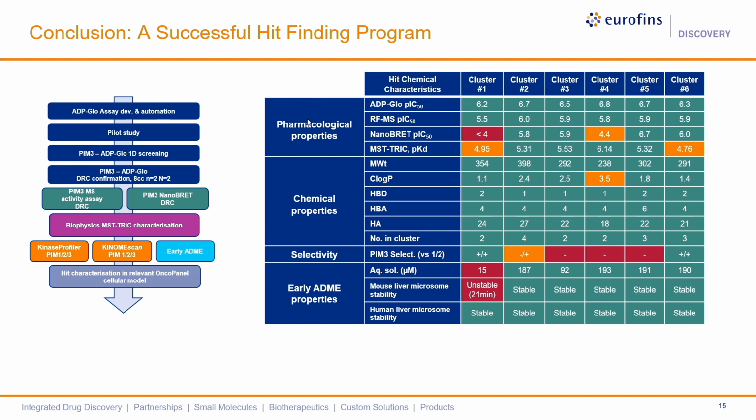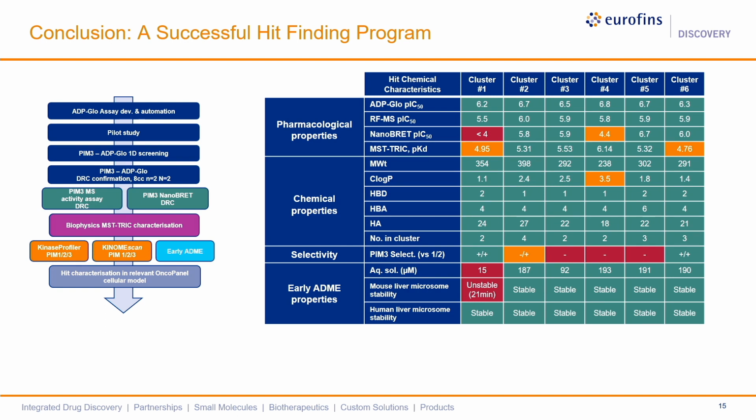On the top part, you have the pharmacological properties: ADP-Glo activity, RapidFire mass spec, NanoBRET, and the MST-TRIC. As you can see, except for one series that is not active in a cellular context, all of the clusters have very acceptable pharmacological properties. For cluster 1, it's up to our medicinal chemist to make the compound pass the membrane and reach the target. We won't make the life of the chemist too easy. If we look at the chemical properties, they are chemically tractable and very promising.